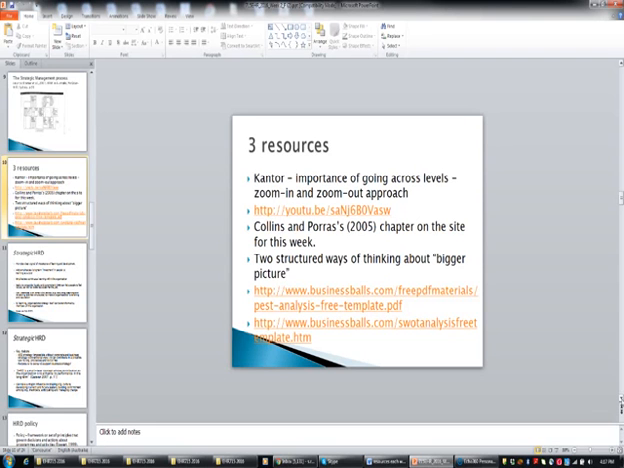We've also got two structured ways of thinking about the bigger picture, which are a SWOT analysis and a PEST analysis. You may be familiar with those, but they're really looking at the external environment in particular, as well as the internal environment. And they give you frameworks for analysis. I've included those in assessment item 3 specifically, when we look at the Harrods case, which is that assessment item. But they're good to have a look at right now as well.